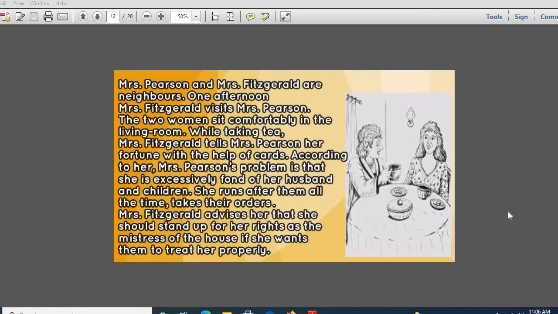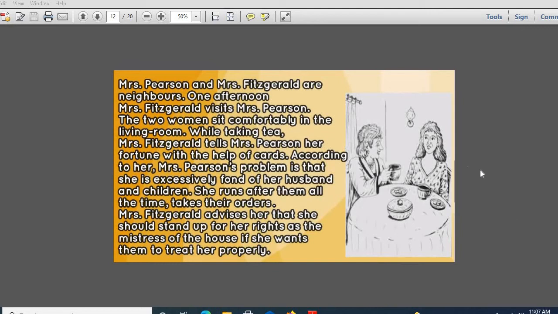See, Mrs. Pearson and Mrs. Fitzgerald are neighbors. One afternoon, Mrs. Fitzgerald visits Mrs. Pearson. When I deal with the drama, you will find that the opening scene is in the living room of Mrs. Pearson, and Mrs. Fitzgerald was invited maybe for a cup of warm tea during the evening time, and at that time Mrs. Fitzgerald did a bit of tarot card reading also. So one afternoon Mrs. Fitzgerald visits Mrs. Pearson.